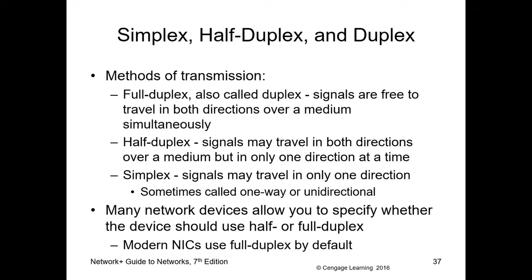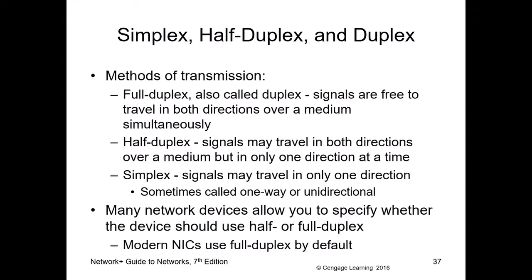Half duplex means you can send and receive, but not at the same time. If you are sending, you cannot receive. You have to wait, just like walkie-talkies, right? You have to press the button while you're talking. While you're sending, you're not receiving. And full duplex is being able to send and receive at the same time.